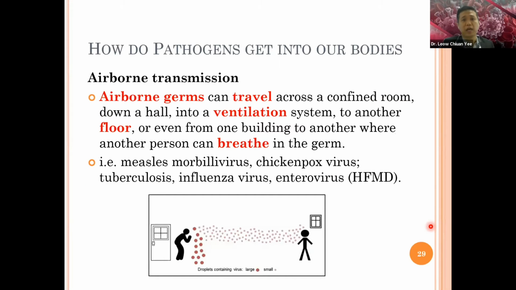All right, so what I would like to introduce is airborne transmission. COVID-19 doesn't belong to the group of airborne transmission at the moment, because no evidence has been found yet. However, we know that it can be introduced through the droplet. Airborne transmission germs can travel across a confined room or through the ventilation system. For example, airborne transmission organisms like measles, or morbillivirus, and chickenpox as well. How come sometimes we get chickenpox within the class, right?